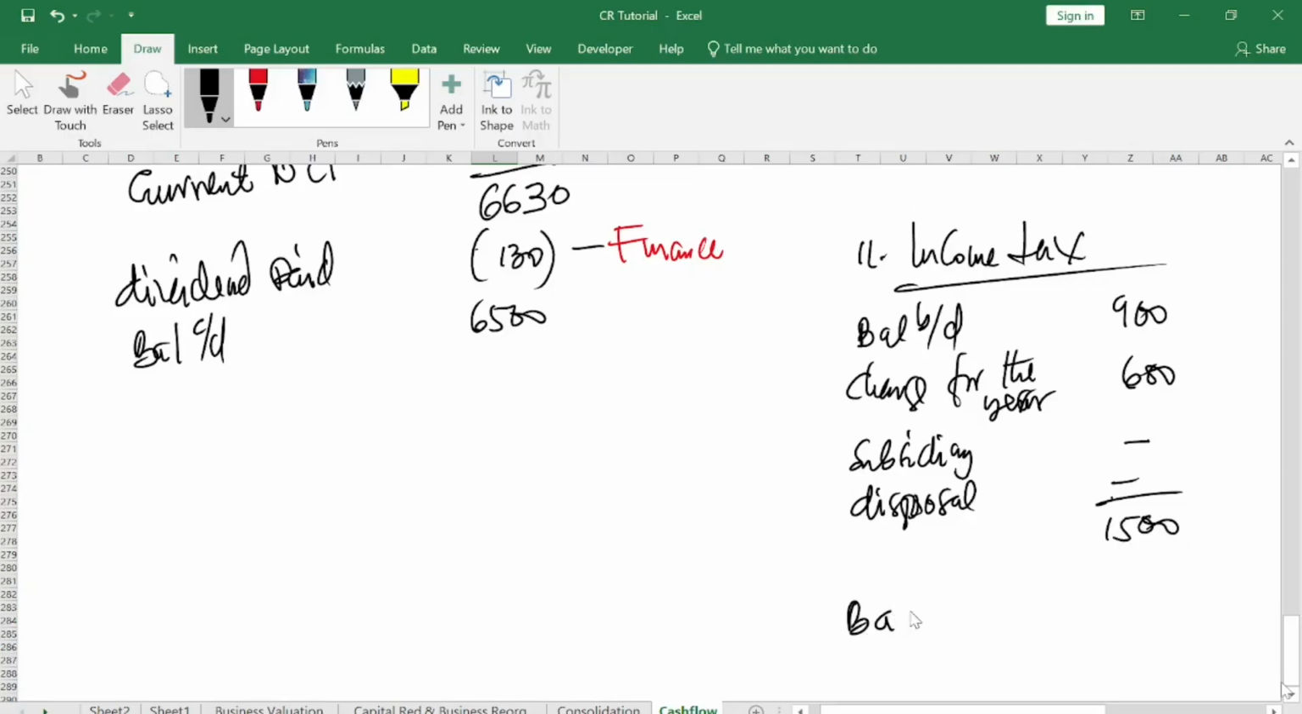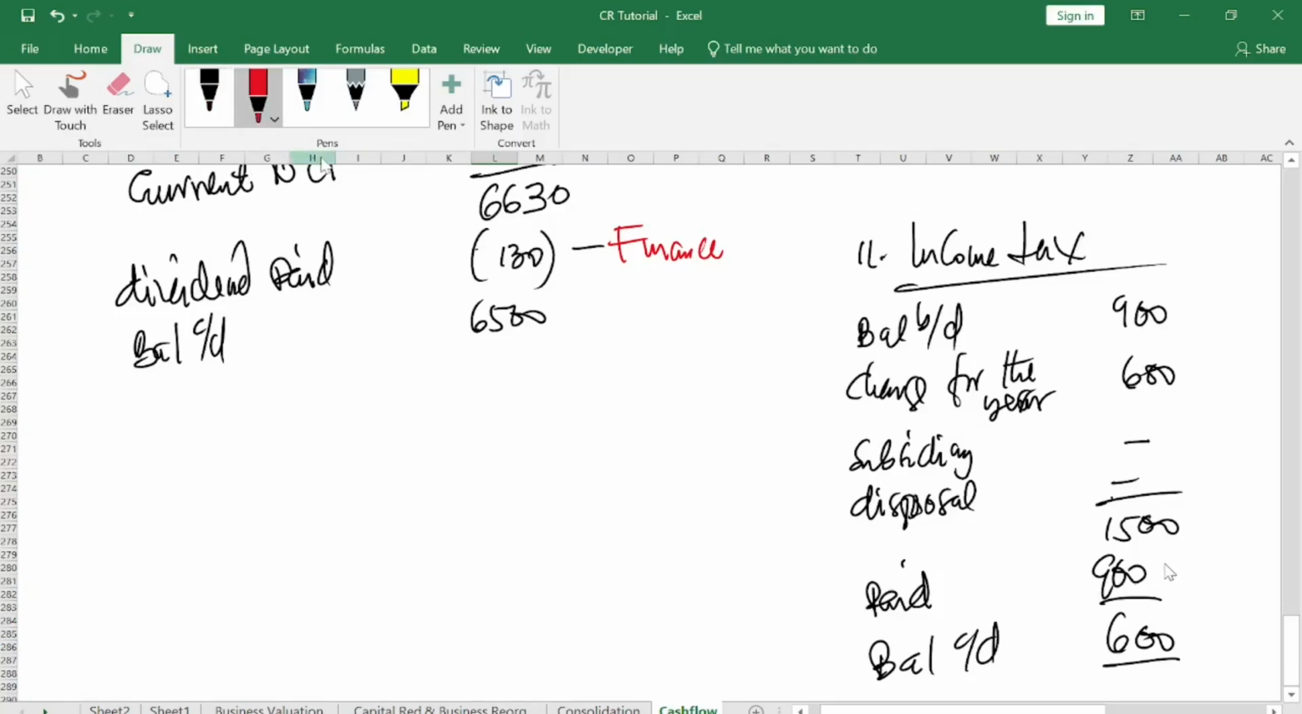So what is the balance CD? It's 600 in the books. Have you seen what happened here? The income tax is 1,500, but the closing balance is 600. So how much tax have they paid? They paid tax of 900. So where does this go? Income tax, operating activity.